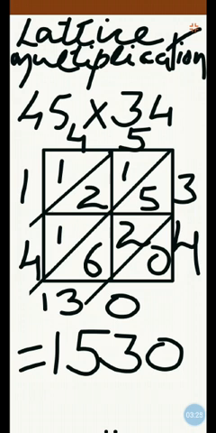I will just summarize it once again. I am having a 2-digit multiplication, 45 into 34. I will make an empty box having 4 squares of equal size. Then I will divide each square into 2 equal halves by drawing a line which is called a diagonal line, which joins the opposite points of the square.